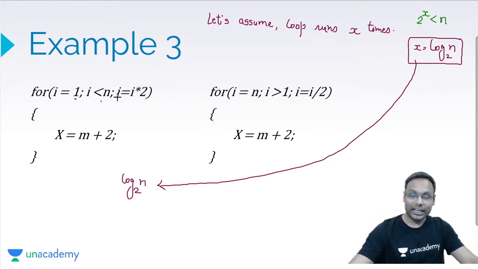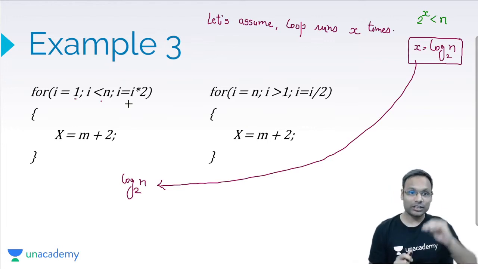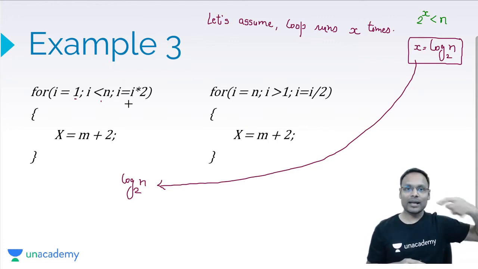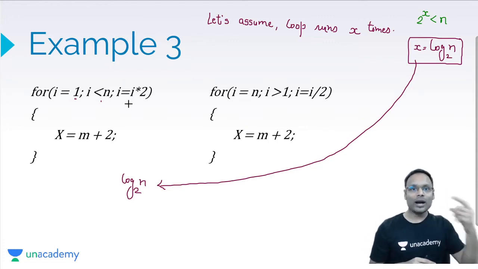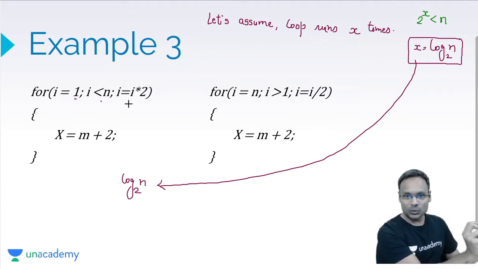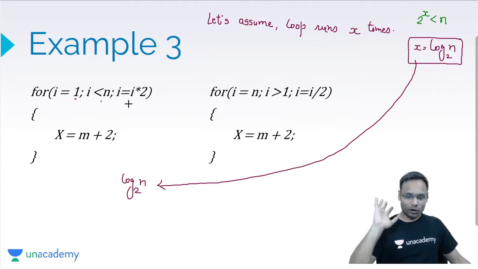So if you ever encounter such a situation, when you are starting from 1 to n, and after every iteration you are multiplying i equals i into 2, or in reverse, if you are starting with n going towards 1 and dividing it by 2, by 2, by 2, you will get complexity log of n base 2.